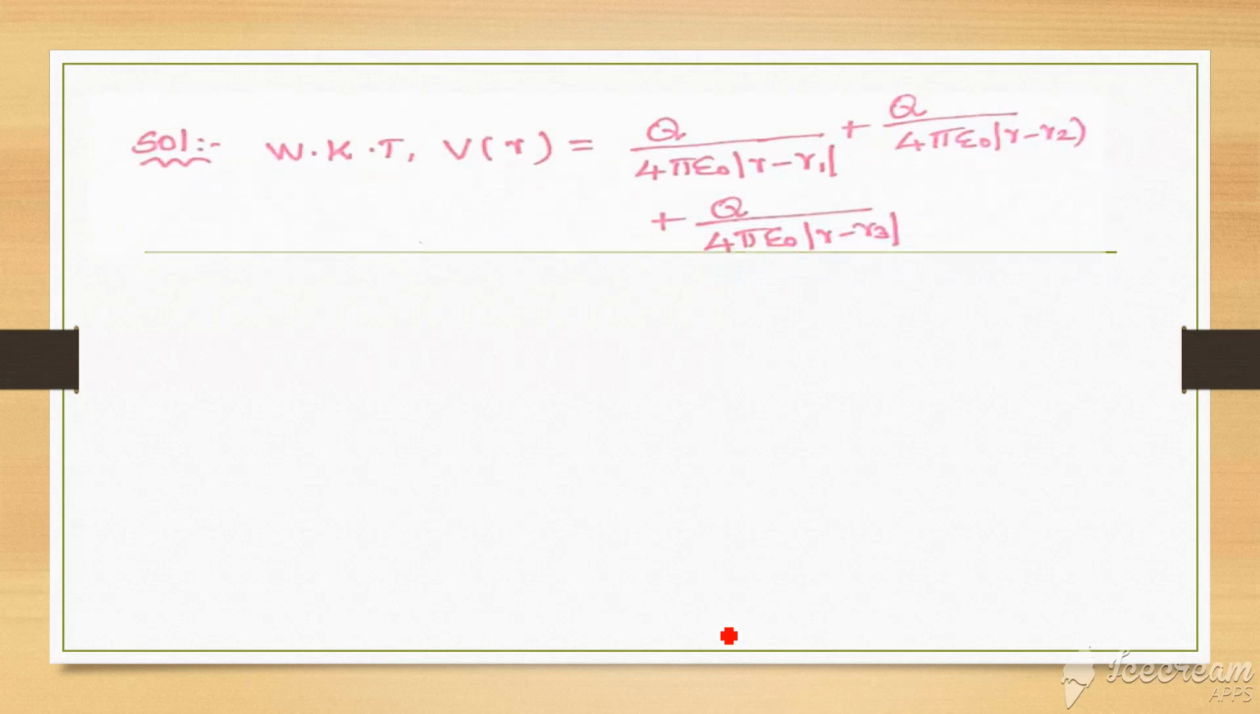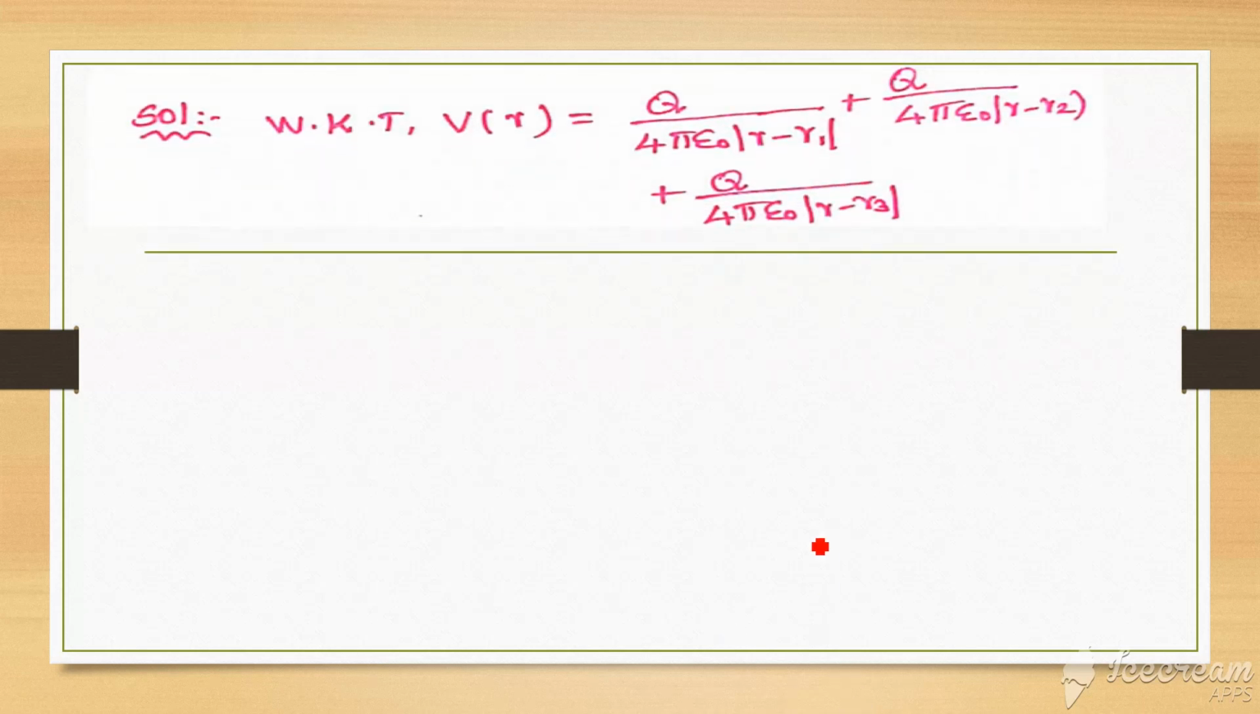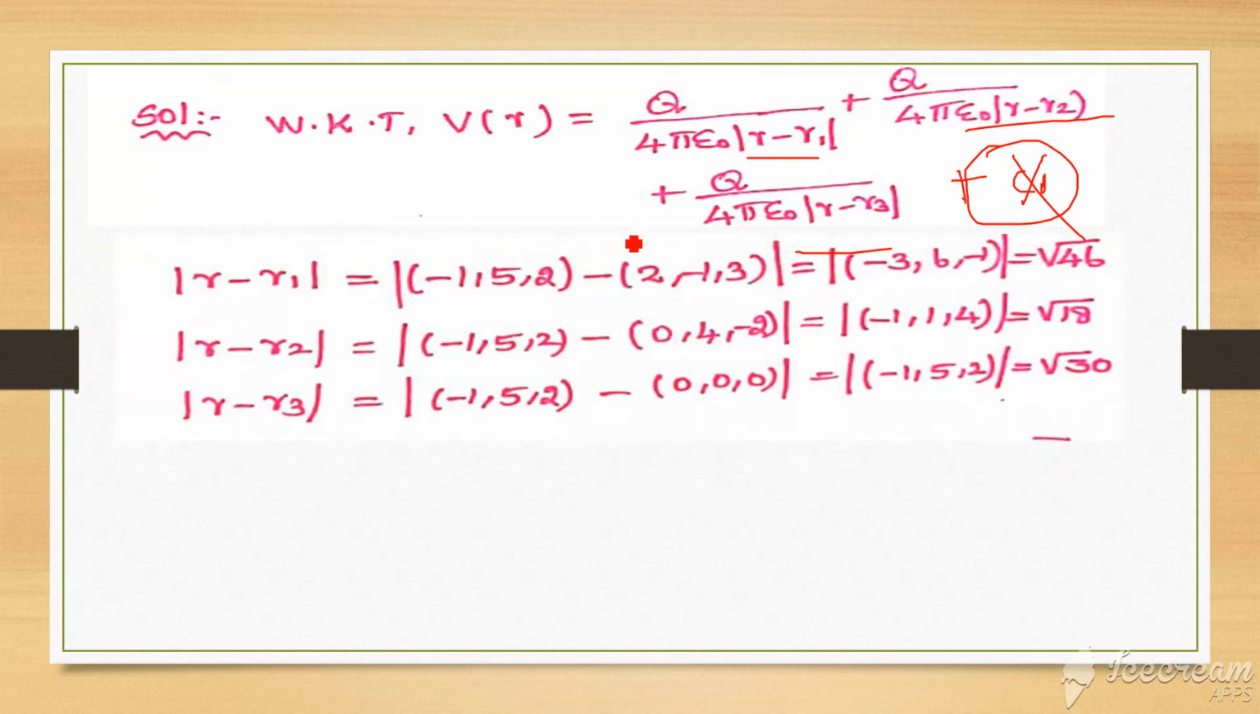So first we need to find mod of R minus R1, R minus R2 and R minus R3. Here also in the general formula we have C0. This value is 0 because the given potential at infinity is 0. So now we need to find these distances R minus R1, R minus R2 and R minus R3. Simply like the previous problem, we will find R minus R1 by subtracting.